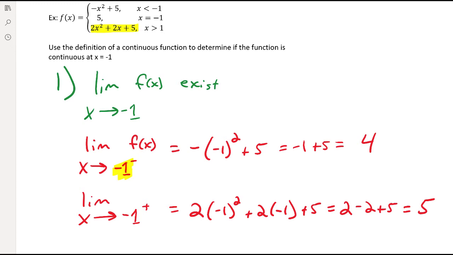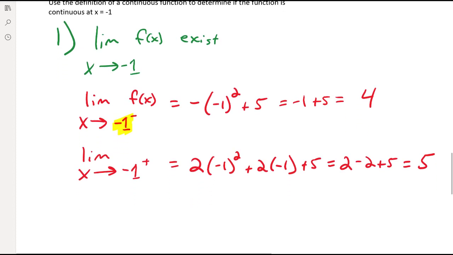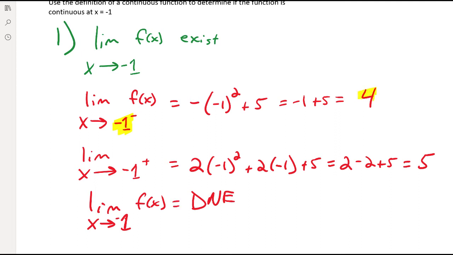Well, we can stop right there. Because we have just shown that the limit as x approaches -1 from both sides of that function f of x does not exist. Why is that? It's because we came from the left, we got a limit of 4. We came from the right, we got a limit of 5. So right there we can stop and we say, okay, this limit does not exist.